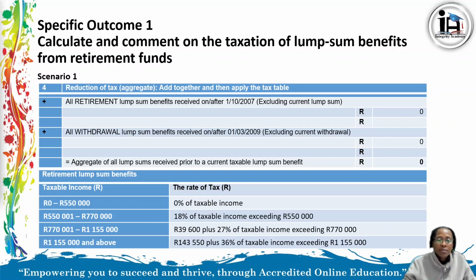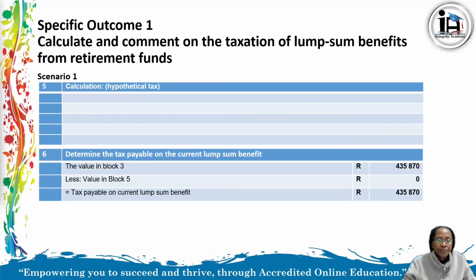We add all retirement lump sum benefits received on or after 1st of October 2007, which we don't have, and then we also add all withdrawal lump sum benefits received on or after 1st March 2009, which we don't have. Our aggregate of all lump sums received prior to the current taxable lump sum benefit is zero. Then there is a retirement lump sum benefits tax table. So number 5, our calculation, we don't have. And then number 6, determine the tax payable on the current lump sum benefits.